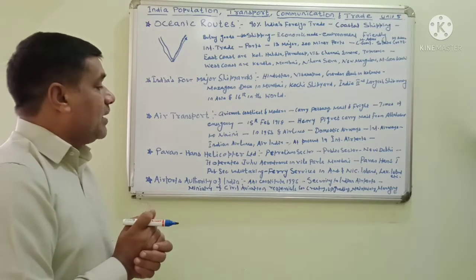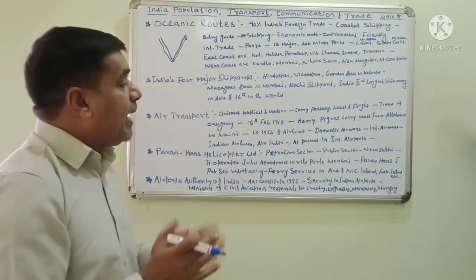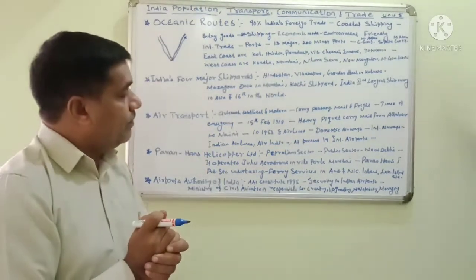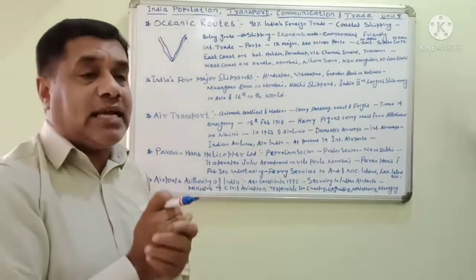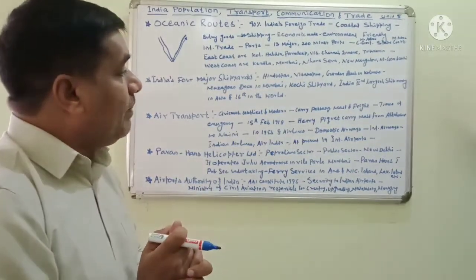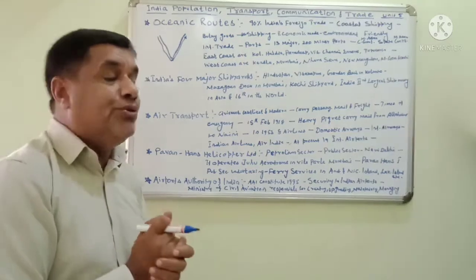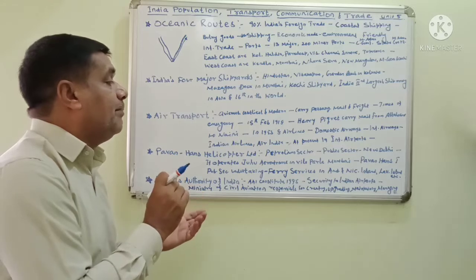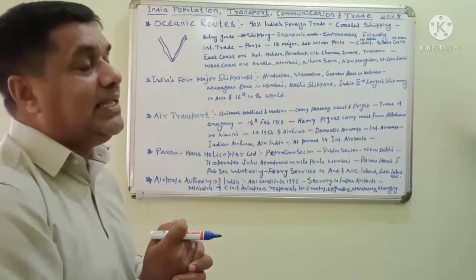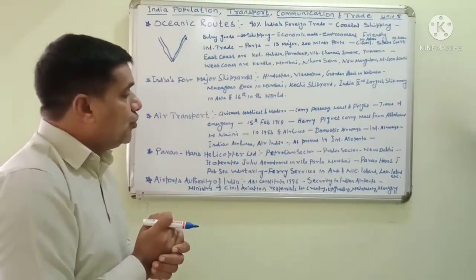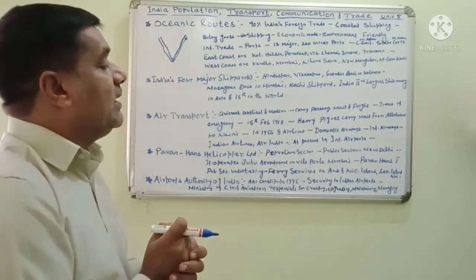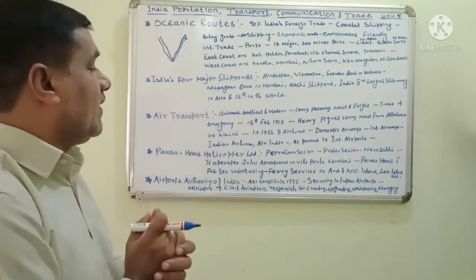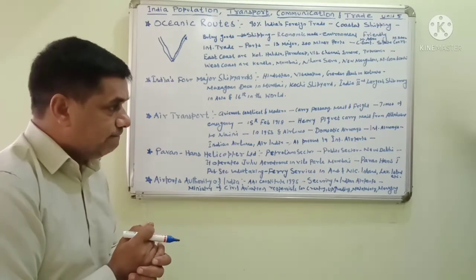Pawan Hans Helicopter Limited is used in the petroleum sector. It is a public sector company, located in New Delhi, and it operates Juhu Aerodrome in Vile Parle, Mumbai. Pawan Hans is the first public sector undertaking in our country.